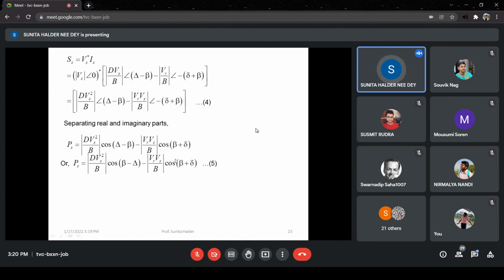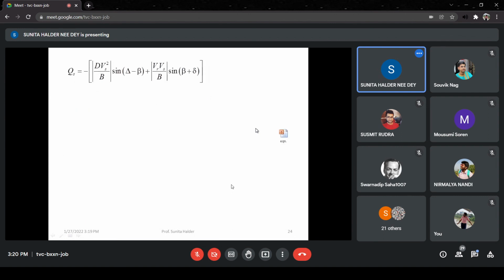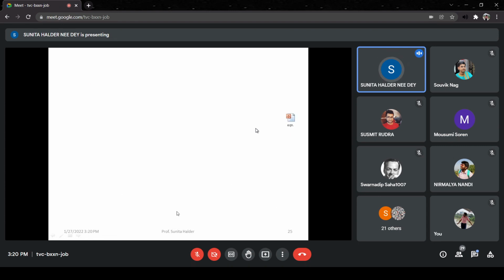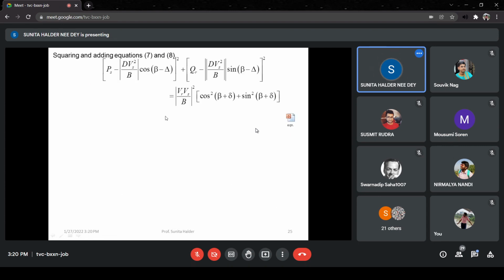Similarly, for varying delta, we shall eliminate the delta portion, the beta plus delta portion. So this is the QS and this is the PS. If we square and add, then this beta plus delta part will be eliminated. So simply it will come to this one.